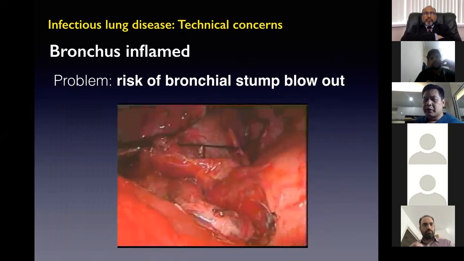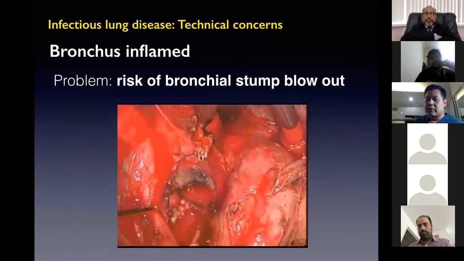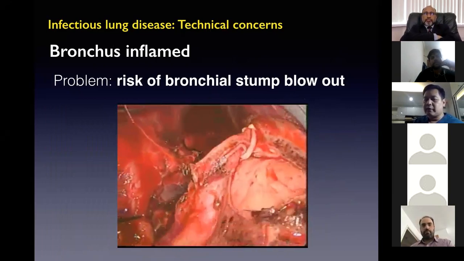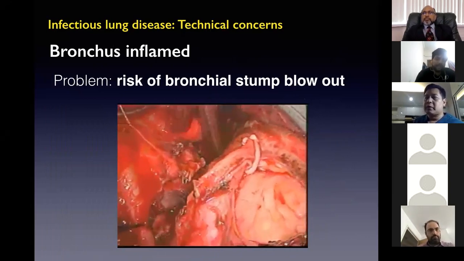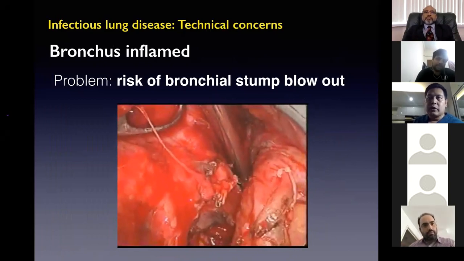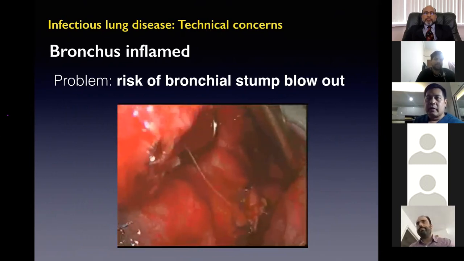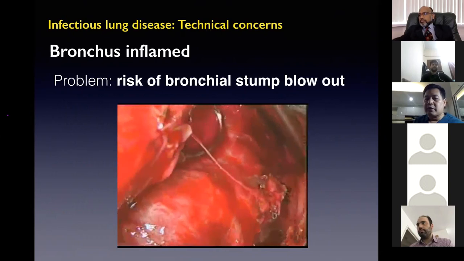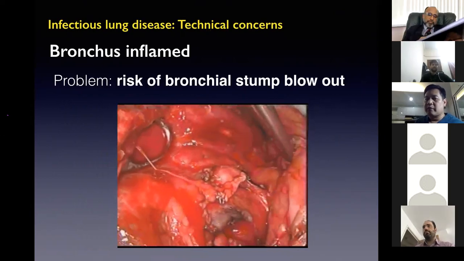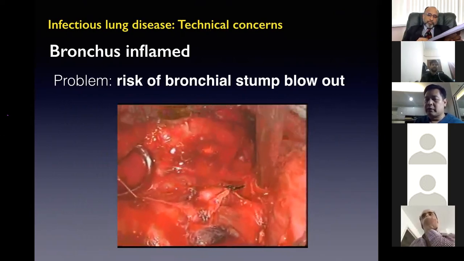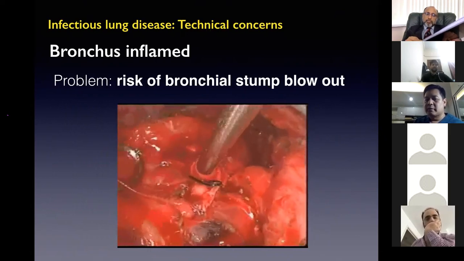Another concern, again, is an inflamed bronchus. This is an example of that, a very thick, very inflamed bronchus. This can actually be avoided if you do proper medical treatment, especially for TB. So I recommend giving anti-TB medications, if possible, for a minimum of 4 months before you do surgery, to minimize this problem of having a bronchial stump blowout. You can see there the very inflamed upper lobe bronchus.